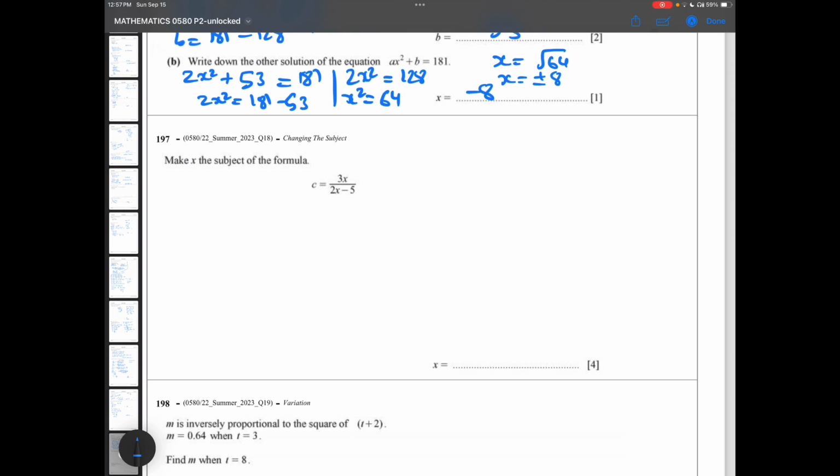Now it says make x the subject of this formula. In order to make x the subject of the formula, what I will first do is move the denominator 2x minus 5 to the left side. It gets multiplied with c.